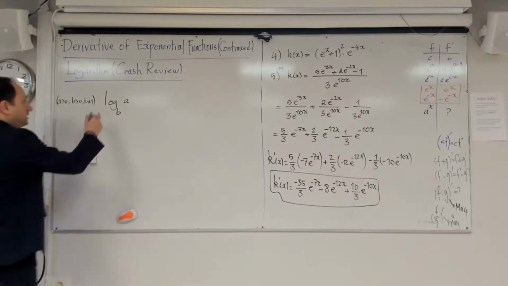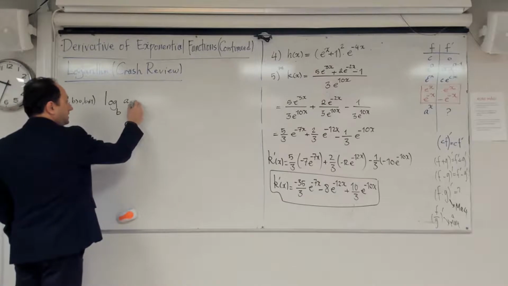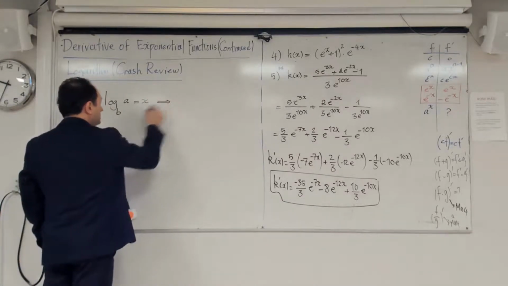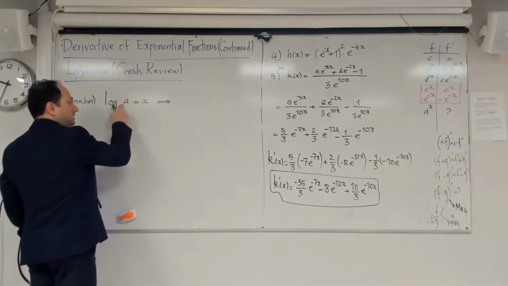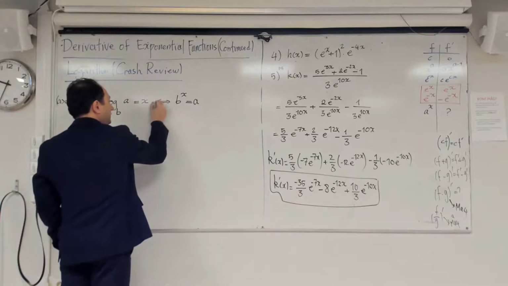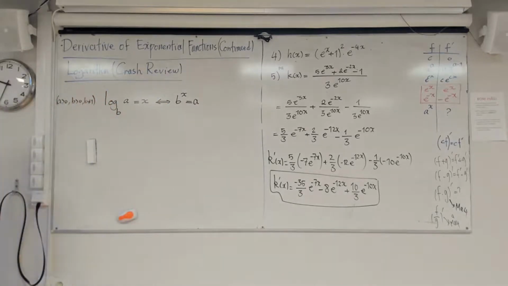So, what is the meaning of this? When you say that this is equal to x, it means that b to power x is equal to a. And the other way around. So that was the definition of the logarithm.